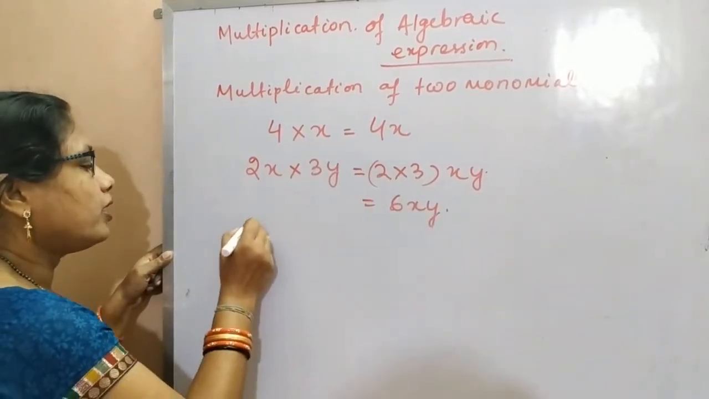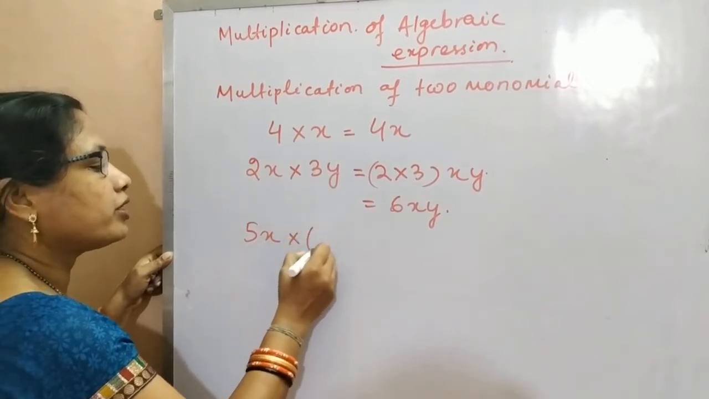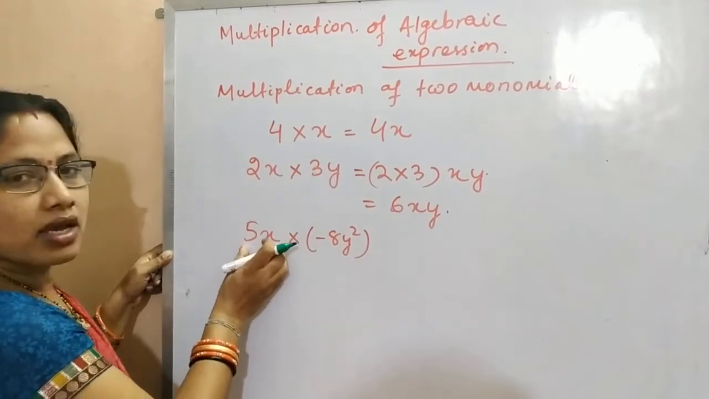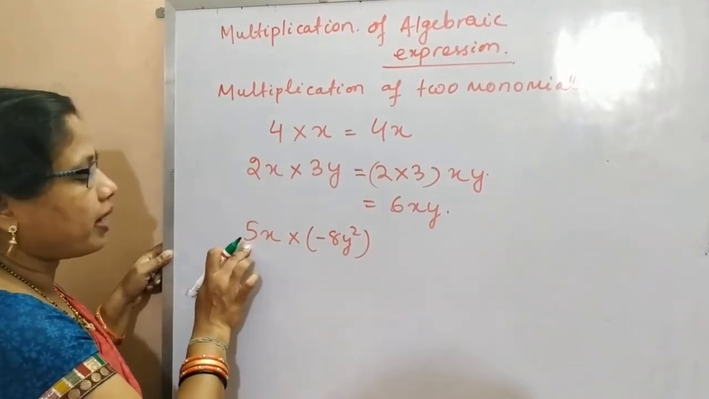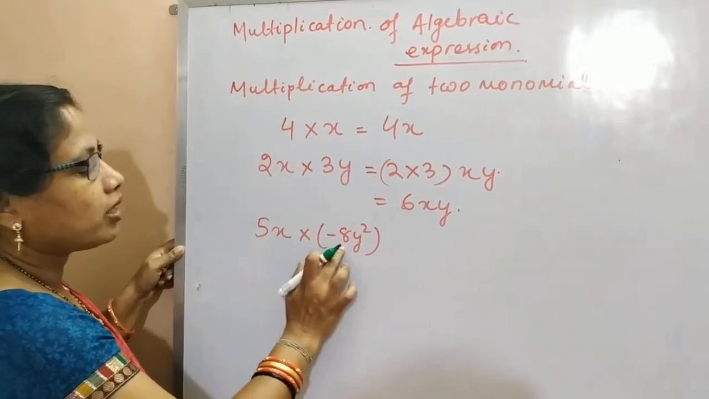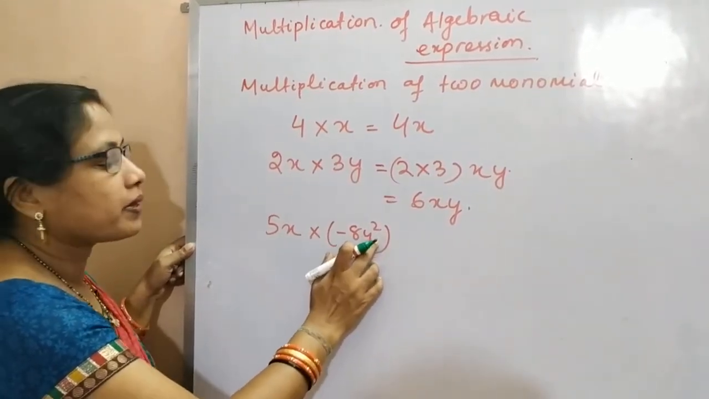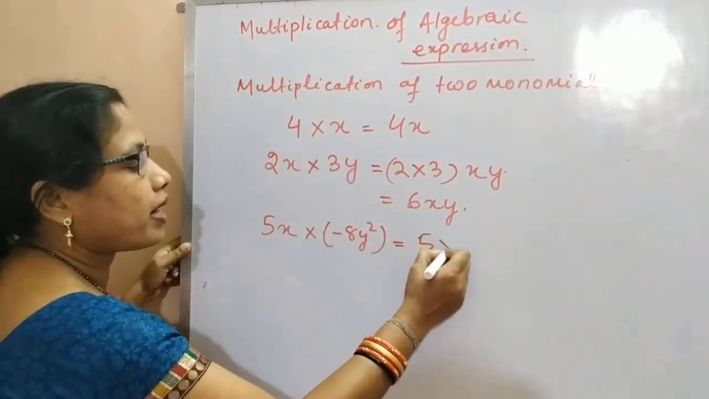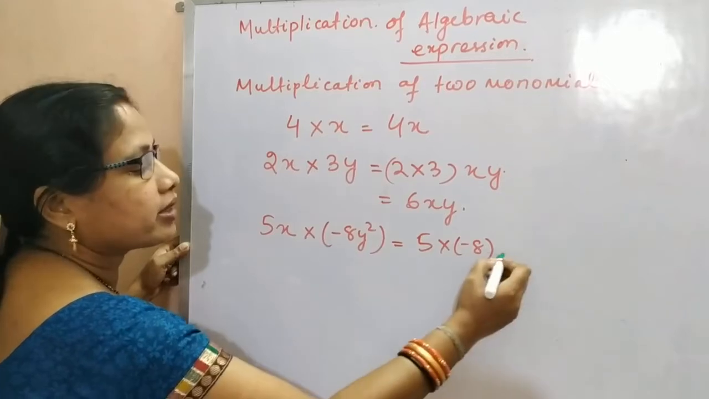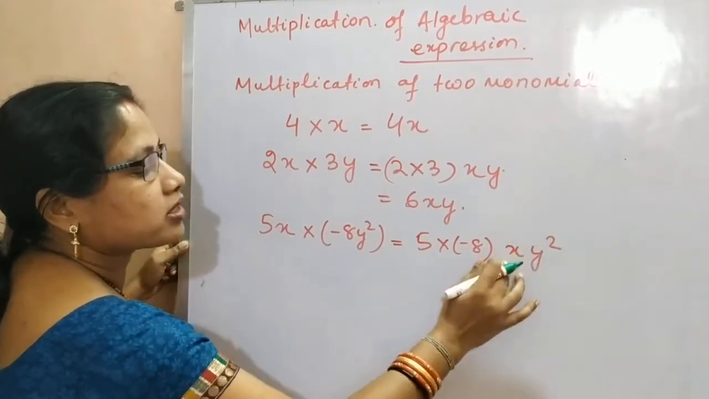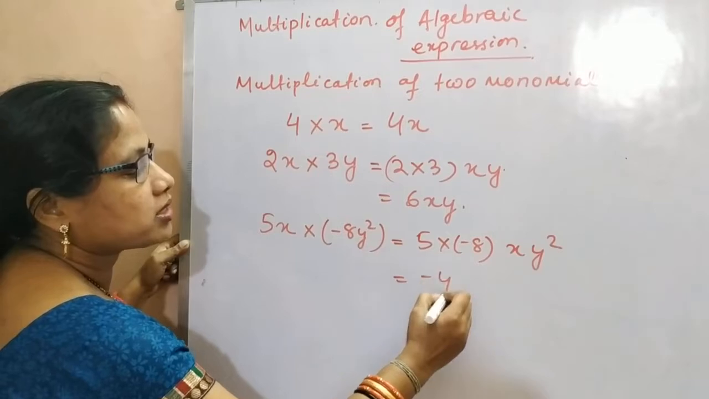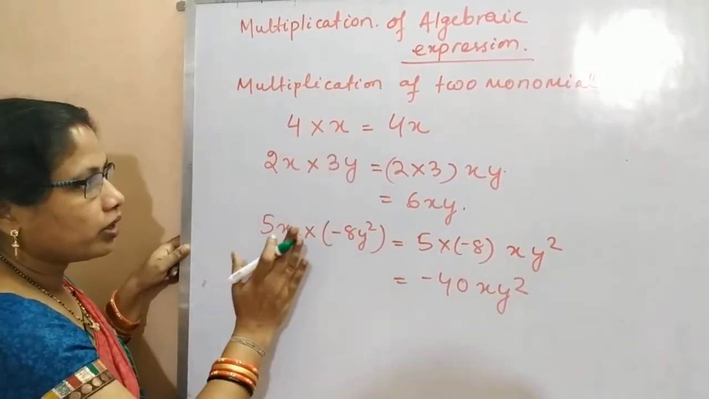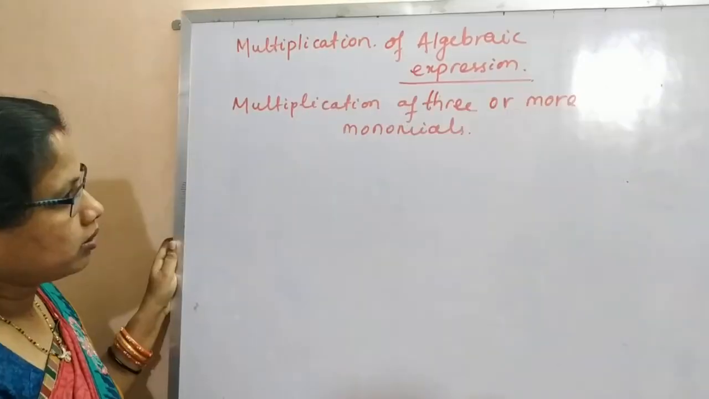Then 5x multiplied with minus 8y square. So this is a monomial having coefficient 5 and algebraic factor x. Here the coefficient is minus 8 and the algebraic factor is y square. So first we have to multiply coefficient with coefficient. So 5 multiplied with minus 8, then x y square. x is multiplied with y square. So the answer is minus 40 xy square. So in this way we will multiply two monomials.